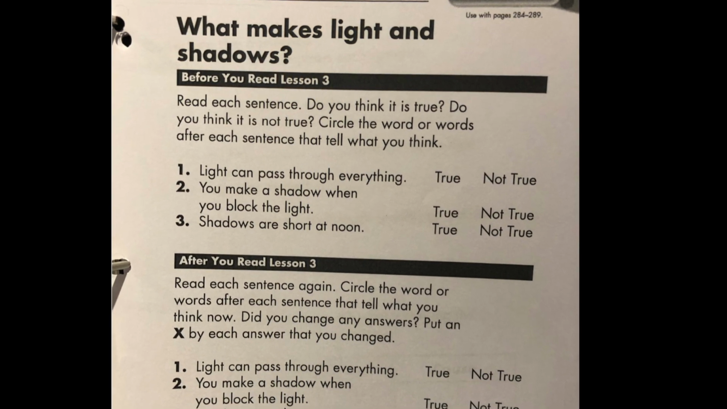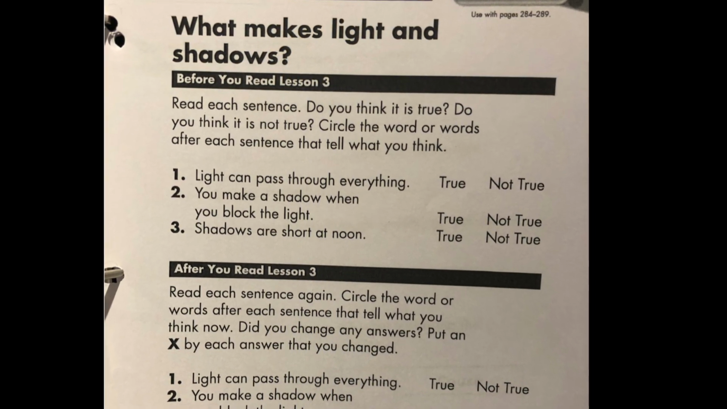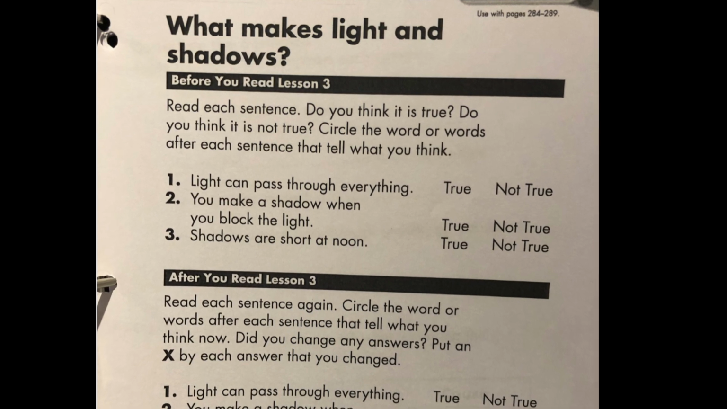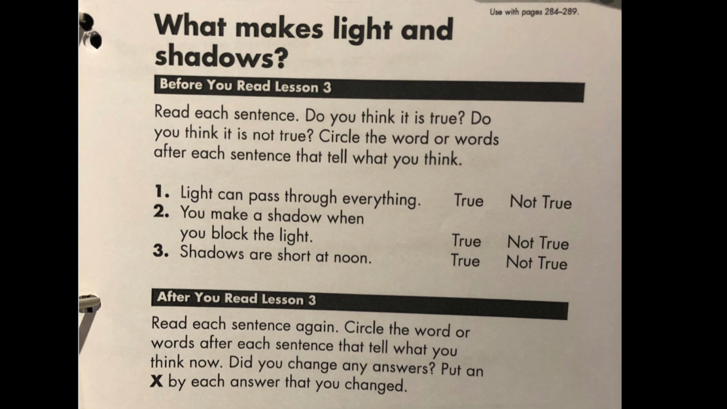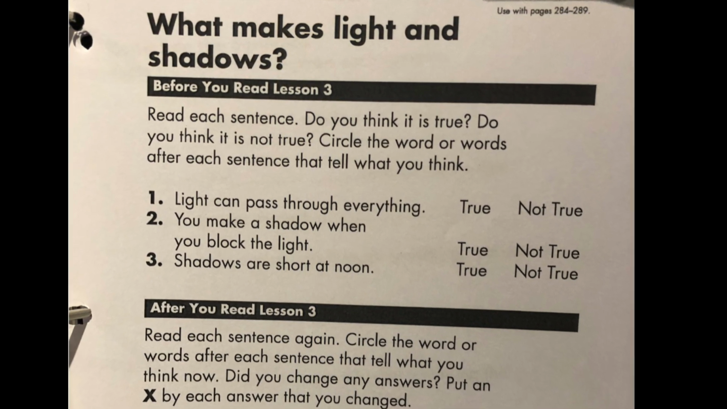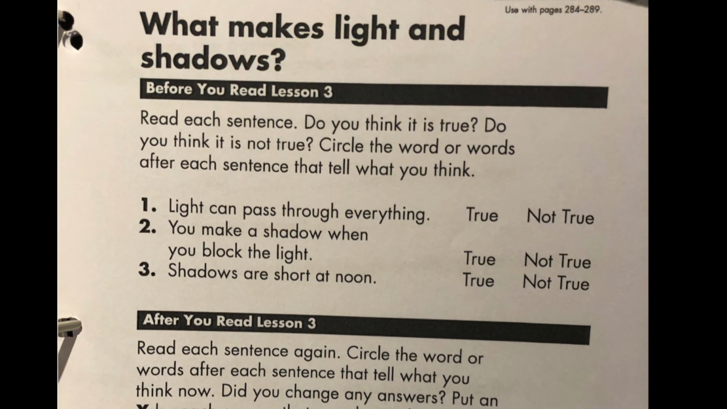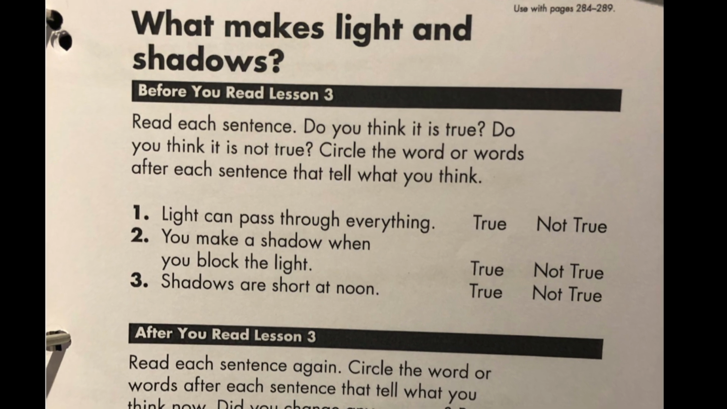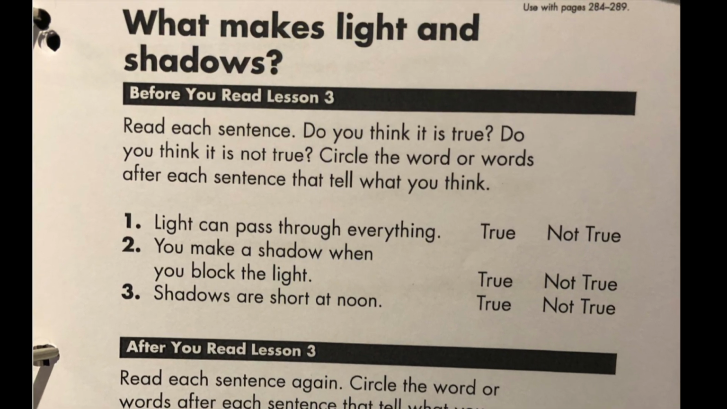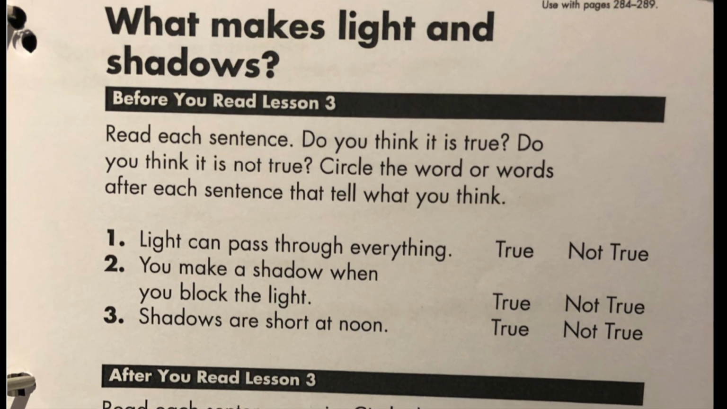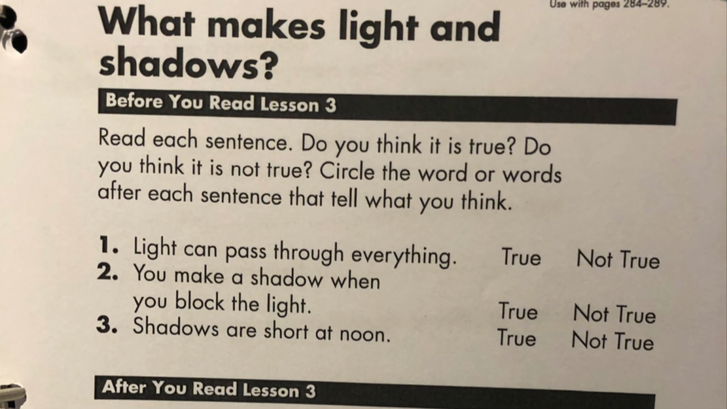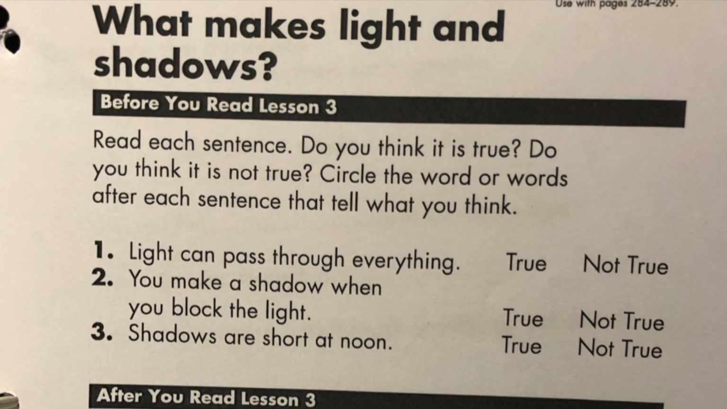Number 1 says, light can pass through everything. Do you think it's true or not true? Number 2, you make a shadow when you block the light. Do you think it's true or not true? And question 3 says, shadows are short at noon. Do you think it's true or not true? Make sure you circle all your answers and don't answer the next 3 set of questions.